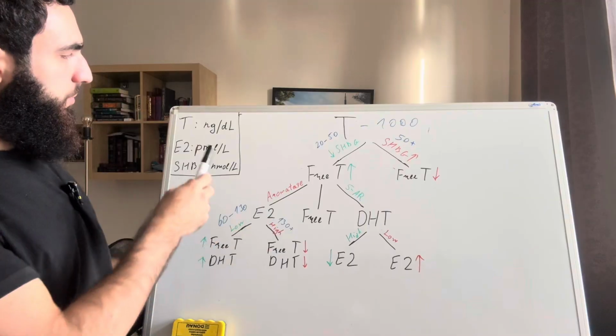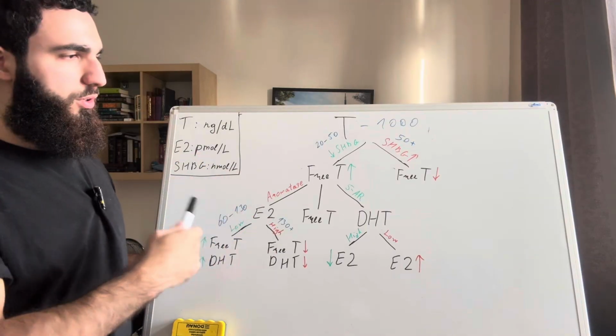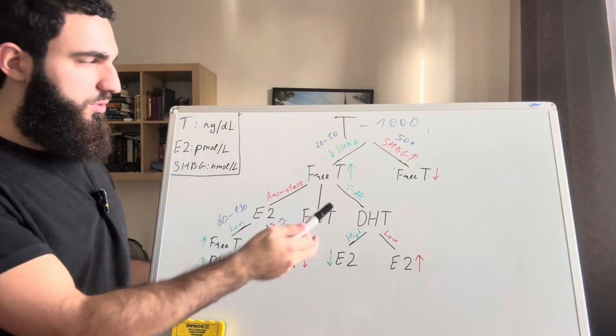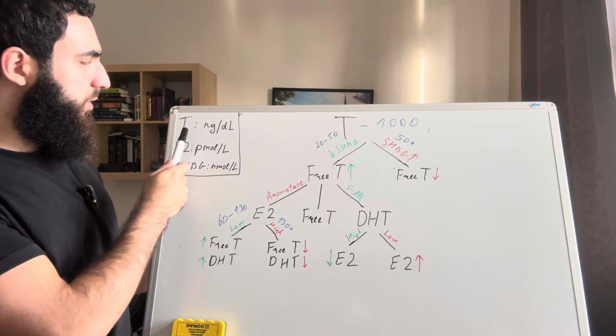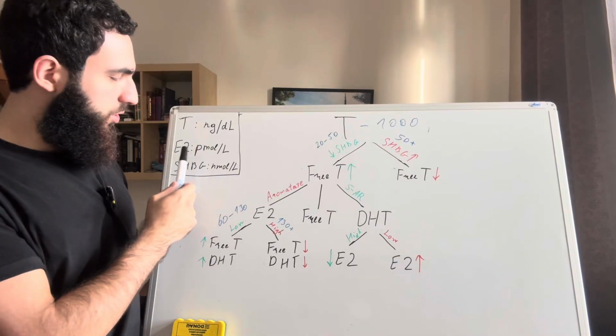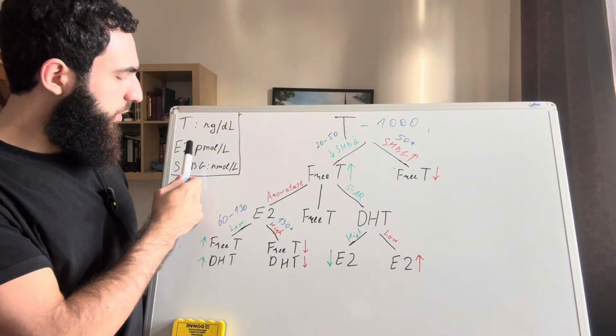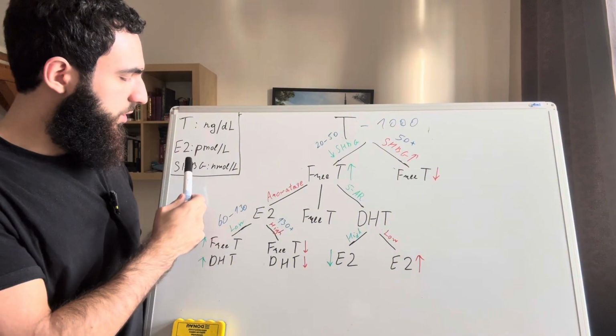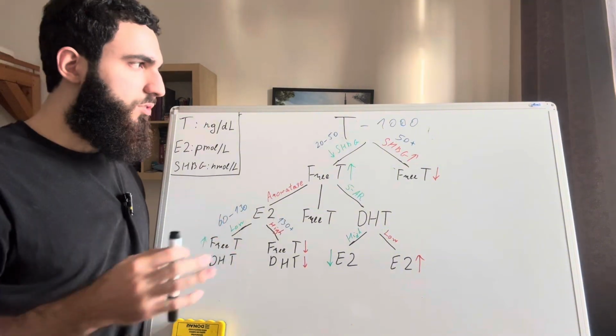So I'm going to use these units so you don't get confused, and so I don't need to pronounce them every time I say a number. Testosterone is going to be in nanograms per deciliter. E2, which is estradiol, is going to be in picomoles per liter, and SHBG is going to be in nanomoles per liter. So let's go.